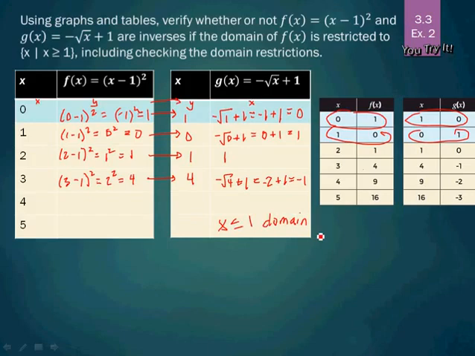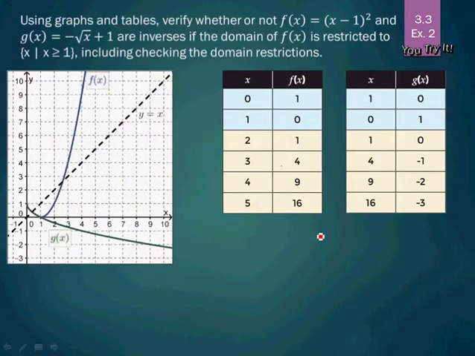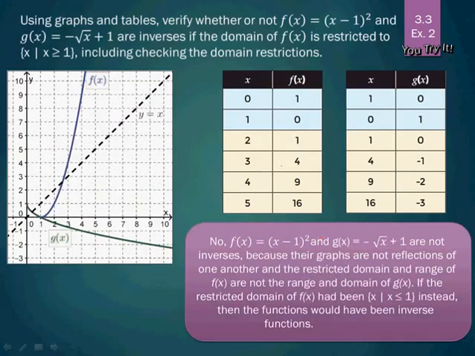So let's look at our final answer. Our final answer is no, f of x equals (x minus 1) squared and g of x equals negative square root of (x plus 1) are not inverses because their graphs are not reflections of one another and the restricted domain and range of f of x are not the range and domain of g of x. If the restricted domain of f of x had been the set of x's such that x is less than or equal to 1 instead, then the functions would have been inverse functions.